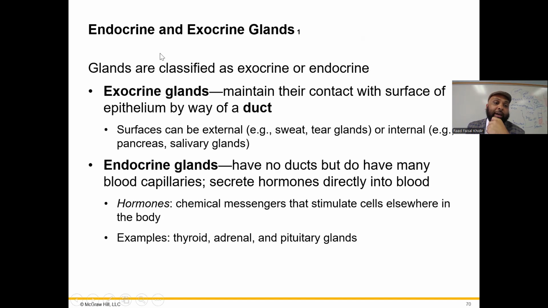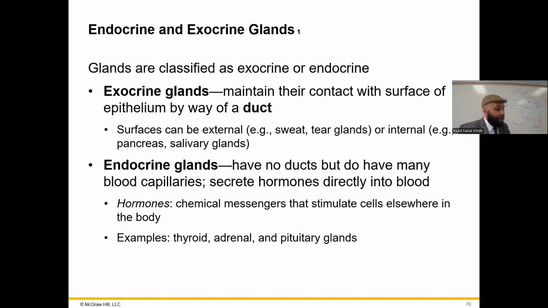Endocrine and exocrine glands. Glands are classified as exocrine or endocrine. Exocrine glands maintain their contact with the surface of the epithelium by way of a duct. The surfaces can be external, as in sweat and tear glands, or internal, as in the pancreas or the salivary glands. Endocrine glands have no ducts, but do have many blood capillaries, and they secrete hormones directly into the blood. Hormones are chemical messengers that stimulate cells.